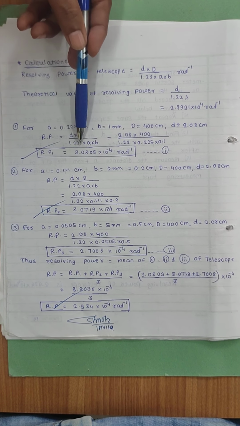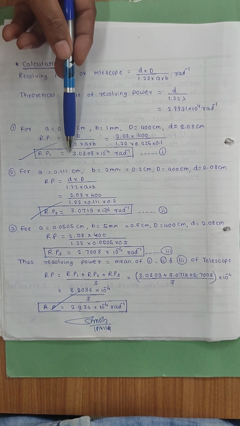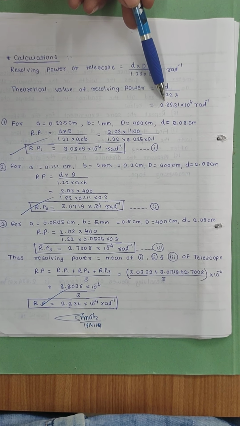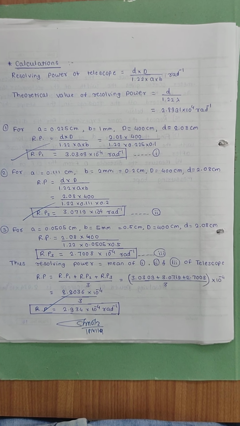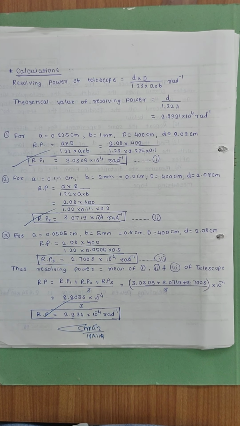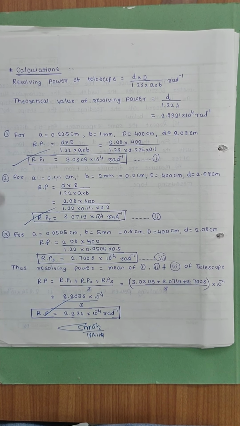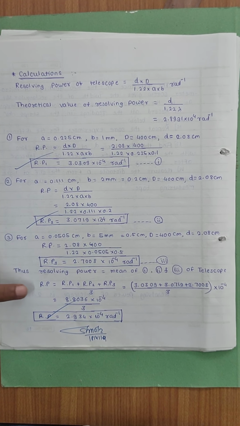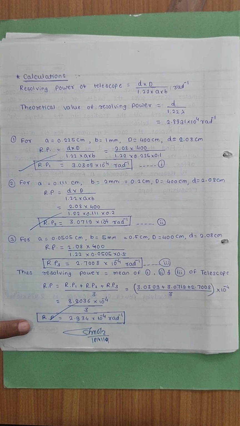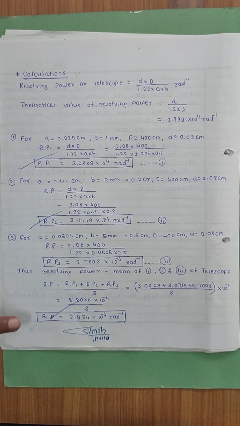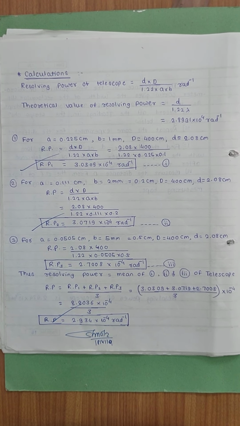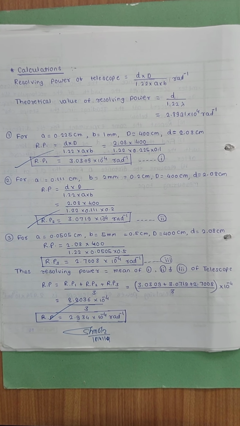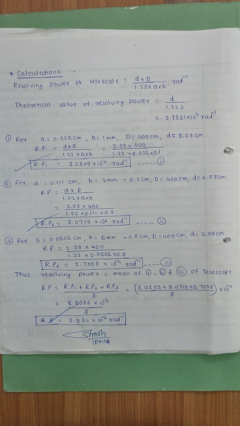So when you calculate the resolving power, it comes out to be 30,309, which is approximately equal to the theoretical value. And that way for the two different situations also, that is for 0.2 centimeter and 0.5 centimeter, you have to calculate the values. And then for the mean resolving power of the telescope, you have to take the average of the three. That comes out to be 29,340 Angstrom.